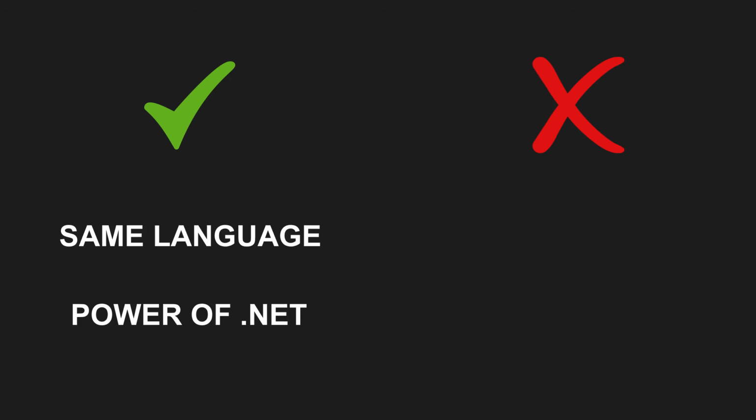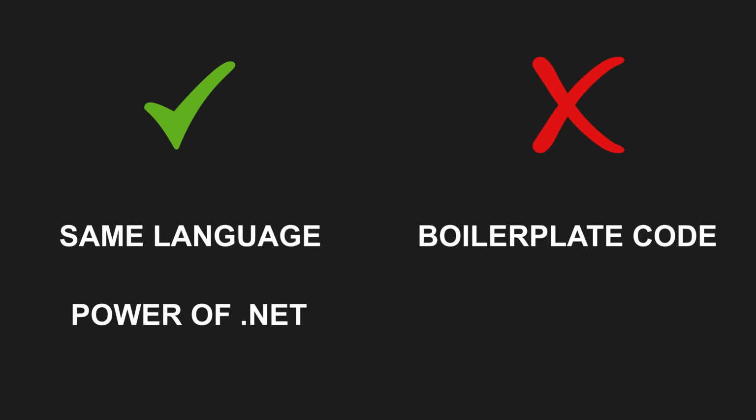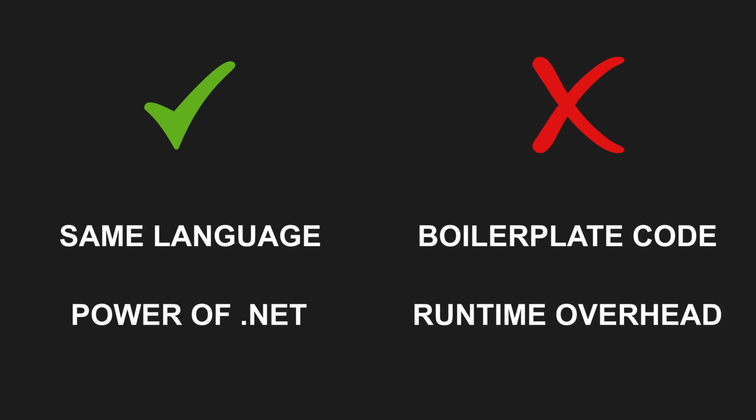But the drawbacks are that there's quite a bit of boilerplate code, which makes integration less smooth. And it adds runtime overhead. The package size increased by about 3.5 MB, which is quite a lot for a small web application. And the interop calls between JavaScript and .NET likely add some performance cost as well.